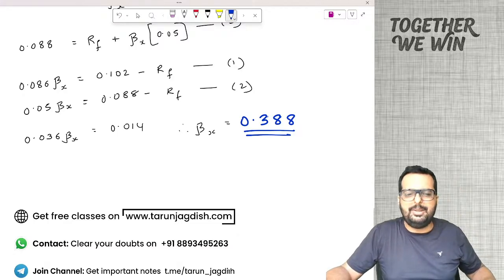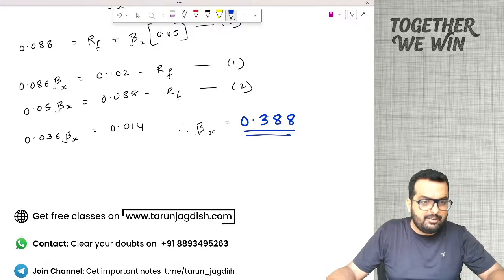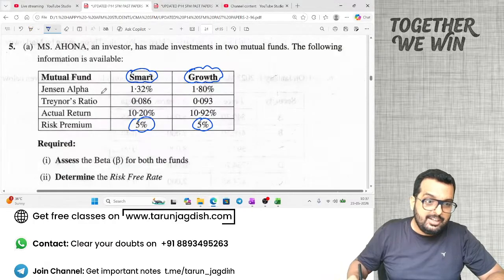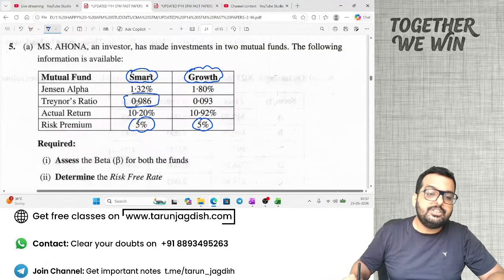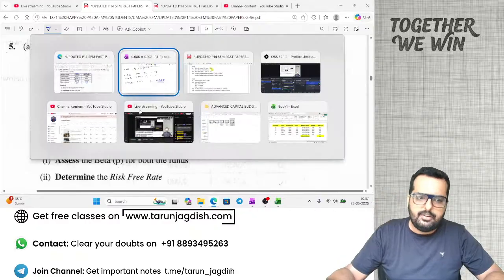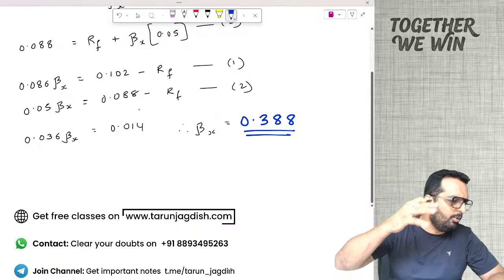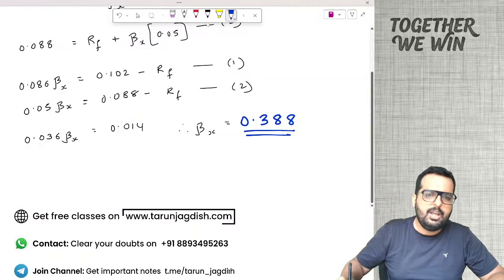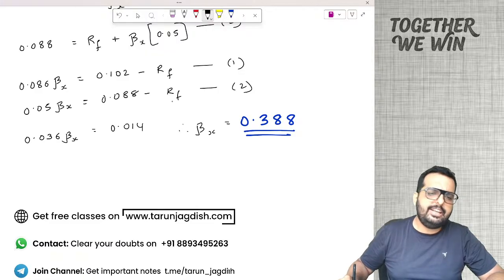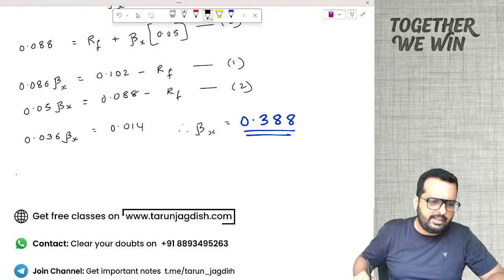Thank you so much, Ansari. I have been hitting my brain, but it never struck me that I can use CAPM and Treynor equation together and try finding it out. Now we can solve the remaining part. Thank you so much, Ansari. Thanks a lot for your help. So once you get this 0.388 as the beta, the remaining part is very, very easy.